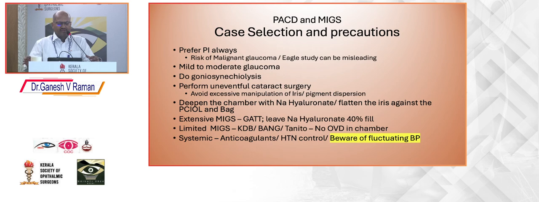Do goniosynechiolysis if you find that there is extensive PAS. And it's very important to perform uneventful cataract surgery. So if you have vitreous in the AC or the lens is not placed in position properly, it's very, very difficult to do the procedure after that. So avoid excessive iris manipulation. You will have extensive pigment dispersion which will go again and block the outer wall of the Schlemm's canal and your collector channels will not percolate so well. Always deepen the chamber with sodium hyaluronate and flatten the iris against the PCIOL in the back.